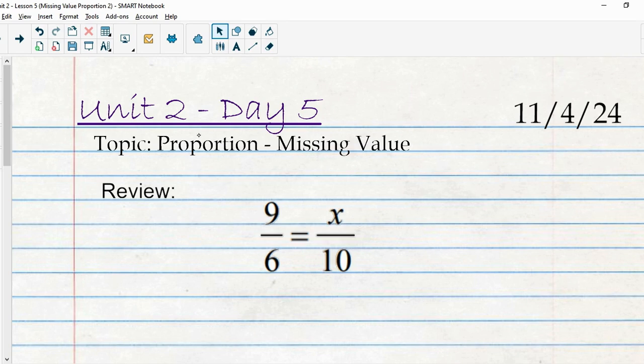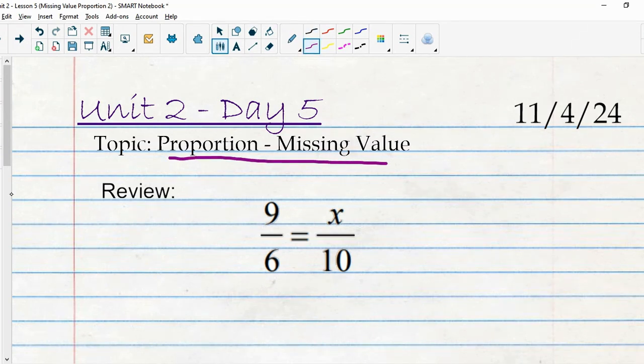All right, so write this down right now. Unit 2, Day 5, November 4th, 2024. Today we're going to spend one more day, actually 2 more days, on this topic, missing value in proportion. So press pause right now and copy everything on this screen first. Okay, all right, I'm going to keep talking.